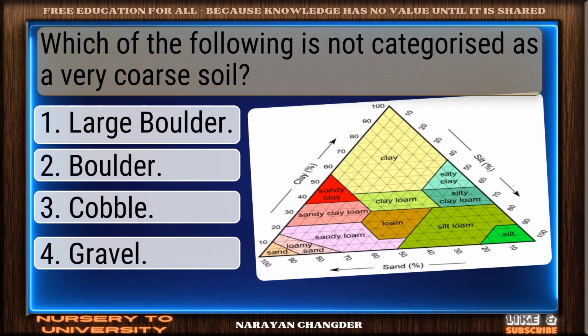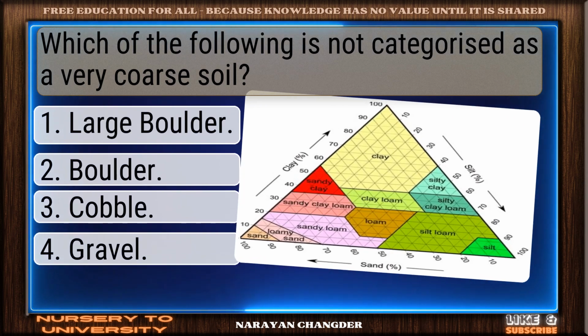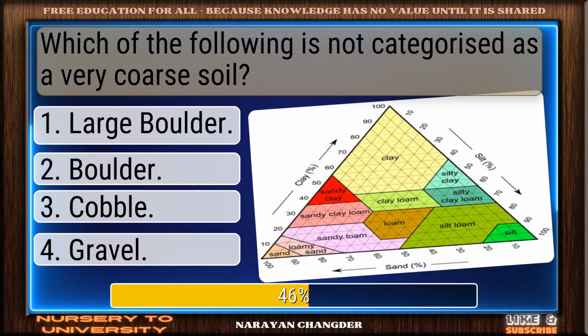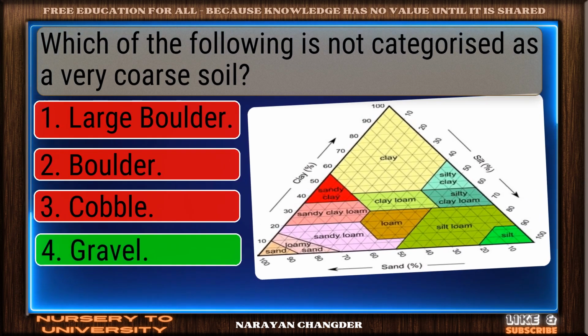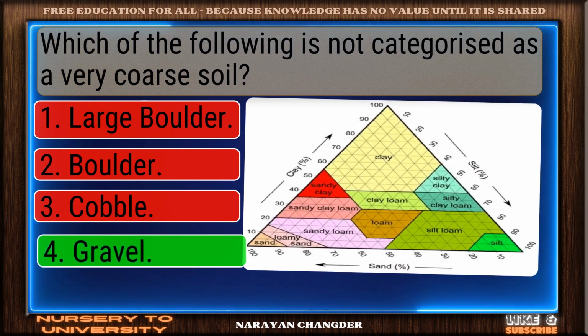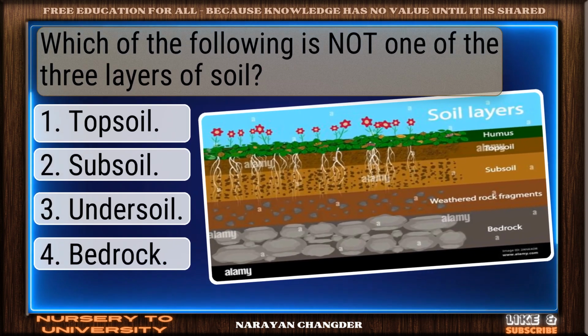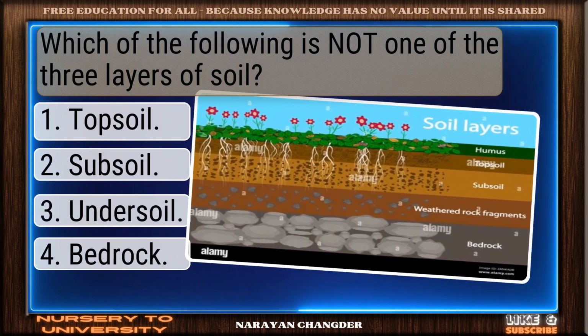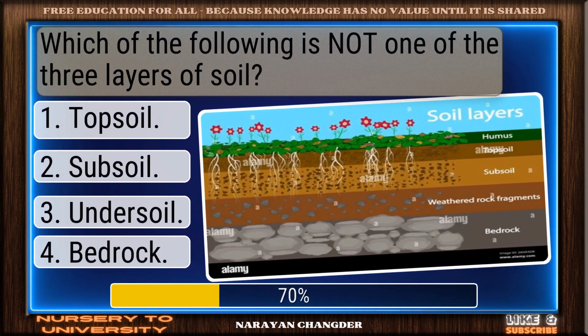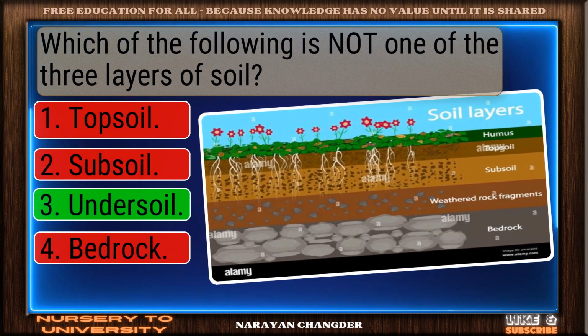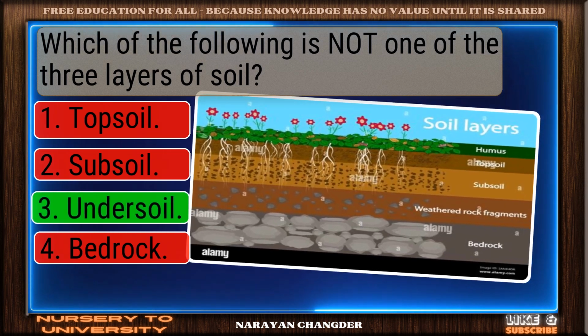Which of the following is not categorized as a very coarse soil? Excellent choice. Gravel is the right answer. Which of the following is not one of the 3 layers of soil? Smart pick. Undersoil is the correct choice.